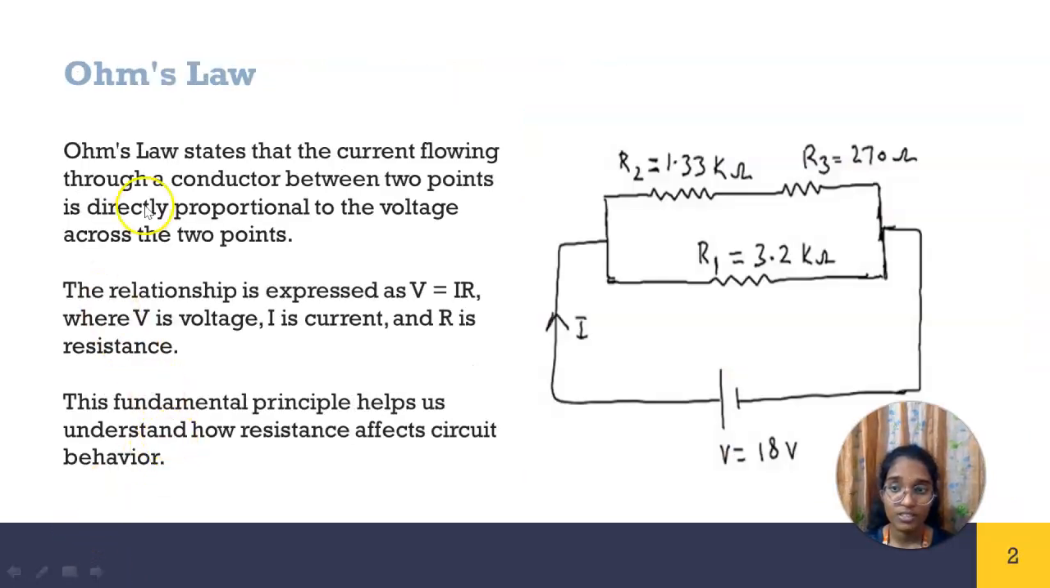So, the basics are in Ohm's law. Ohm's law states that the current flowing through a conductor between 2 points is directly proportional to the voltage across the 2 points. See, these are resistors and this is voltage, and current is passing through this. So this is called Ohm's law. Ohm's law is V equals IR, where V is the voltage, I is current, and R is resistance. This fundamental principle helps us understand how resistance affects circuit behavior.